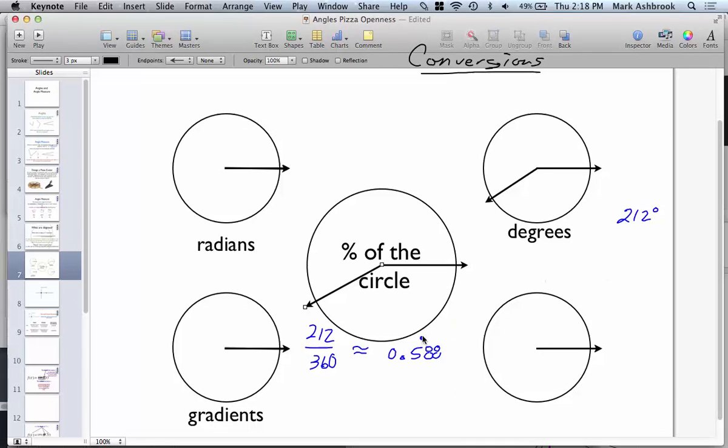Looking at the picture, does that make sense? 0.588, looking at that picture, does that make sense? Yeah. Why? It's more than 50% of the circle, but it's not that far. Yeah, so we're saying 8% or 9% further than halfway. So that looks like it's about right.